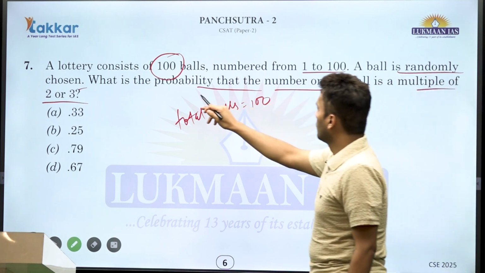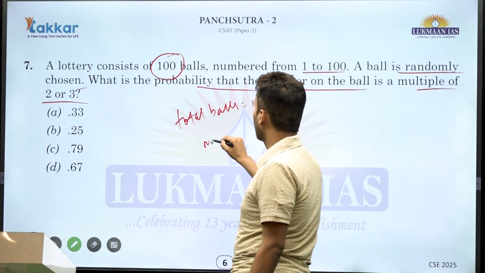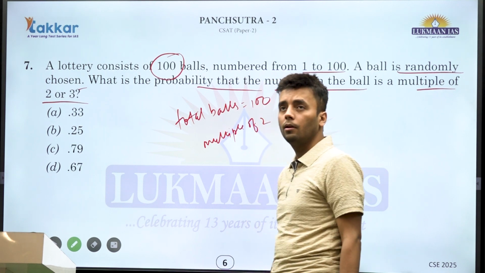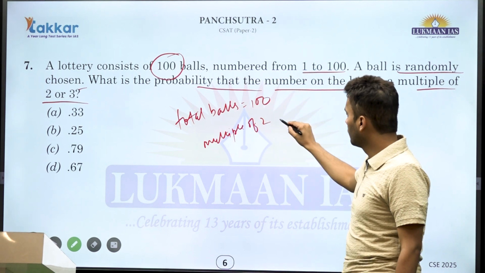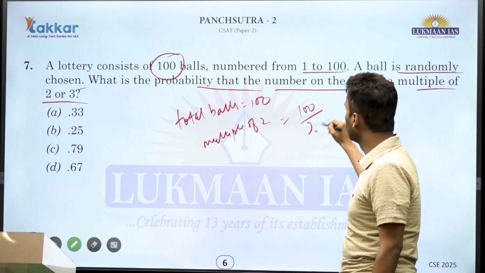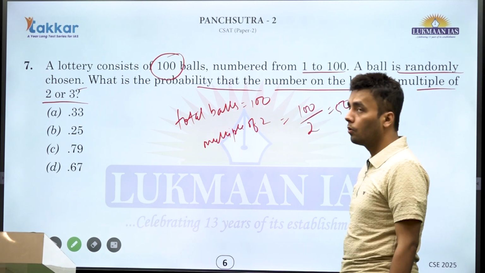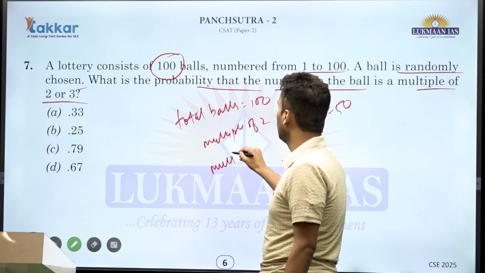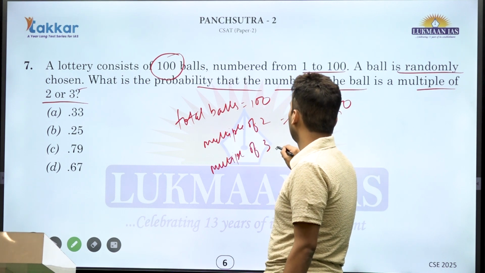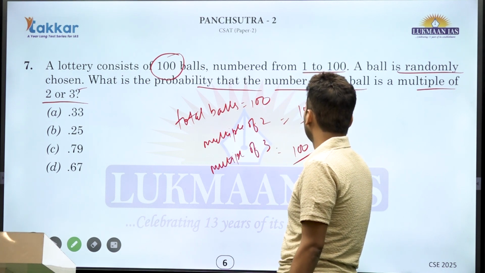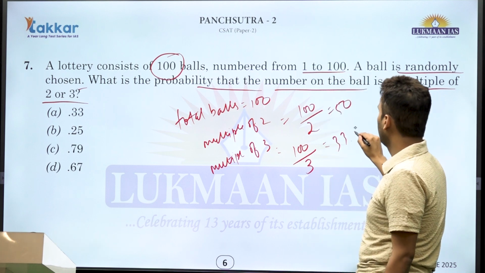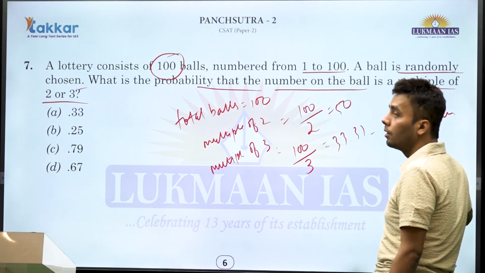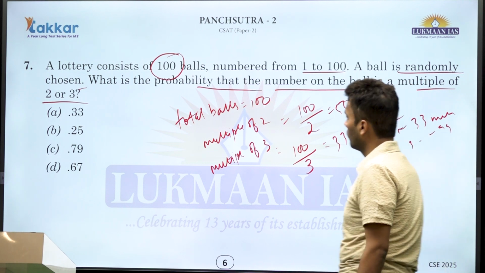Now, let's see multiples of 2. How many multiples of 2 will there be from 1 to 100? We can find it by dividing 100 by 2. There will be 50 multiples. What are they? 2, 4, 6, 8 and so on. Multiples of 3 will be 100 by 3, 33.33 and so on. So 33 multiples will be there from 3 to 99.